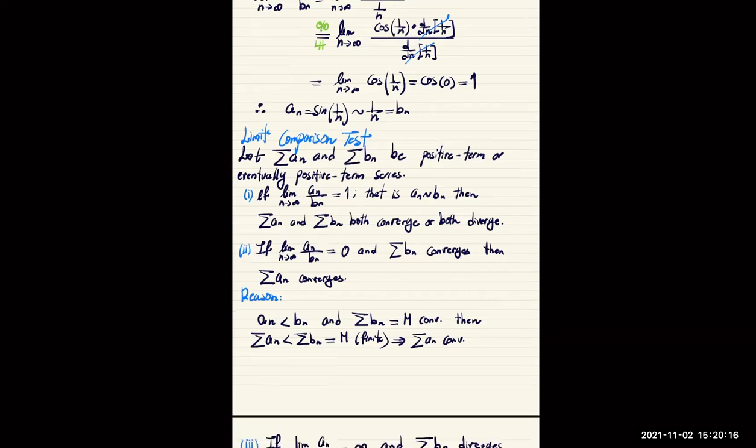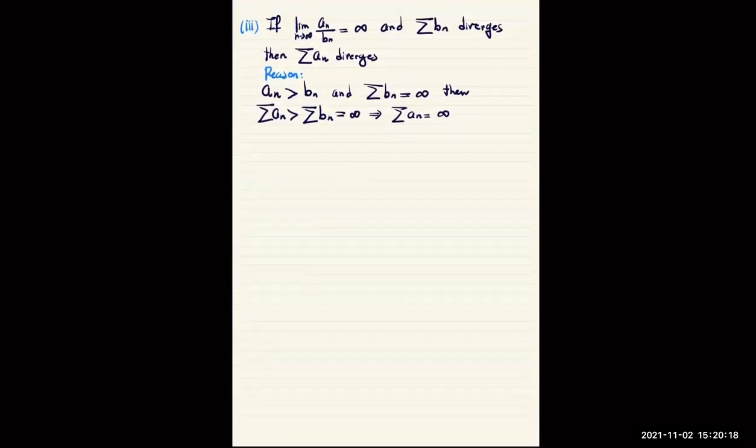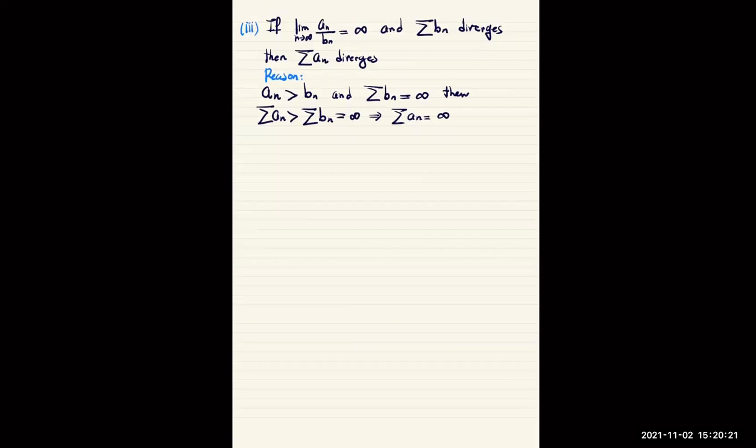Okay, so let's see a bunch of examples. Again, this test is the easiest test. I hope the notations don't freak you out. As long as you can overcome the notation phobia, you'll be fine.